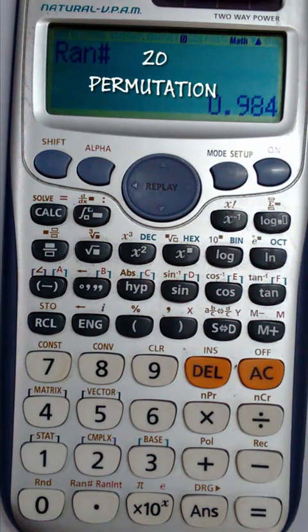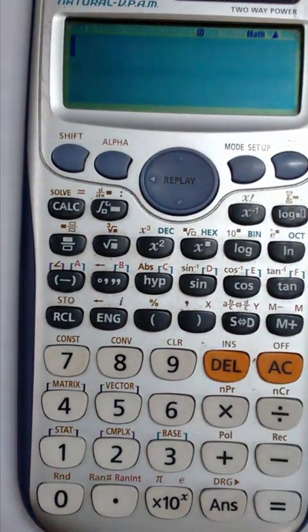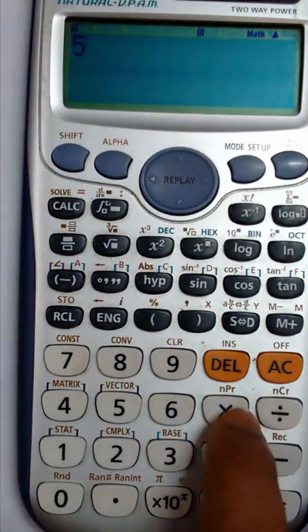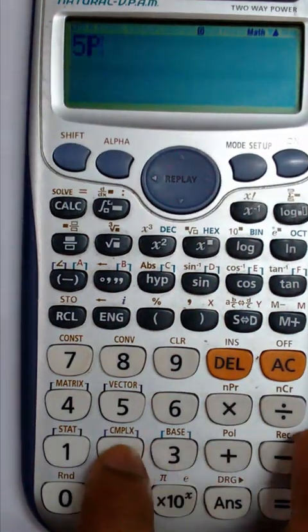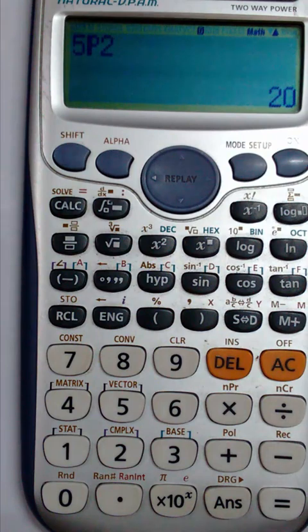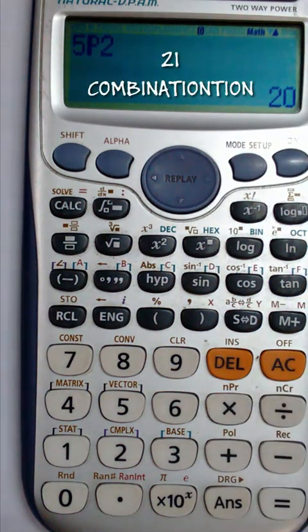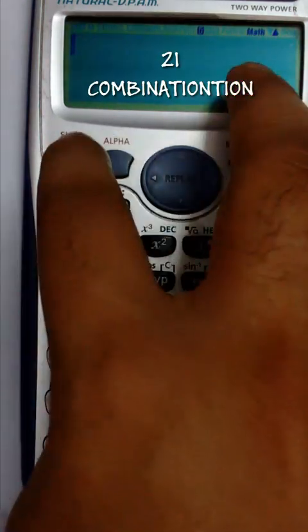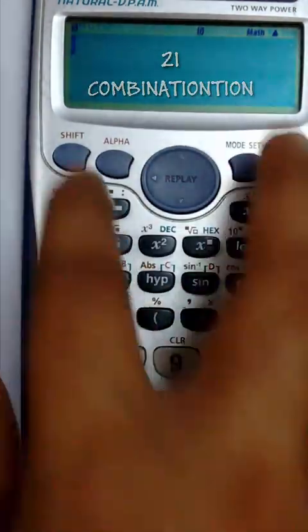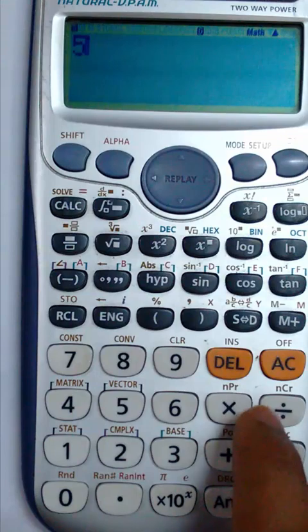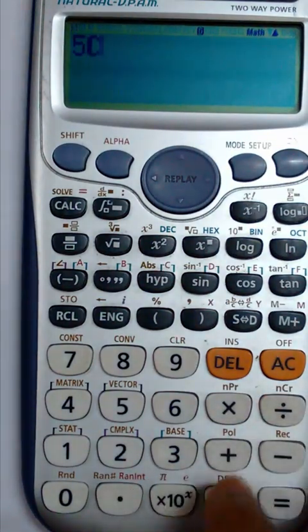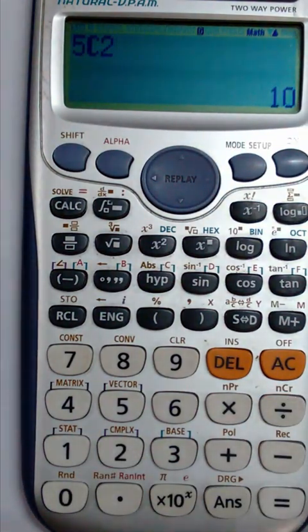Next technique is used for the permutation. How to use the calculator for permutation purpose? Suppose one example is there where n value is 5 and the arrangement value is 2, then 5P2 is 20. Then the next technique is used for the combination purpose. n is 5 and 5C2 is 10.